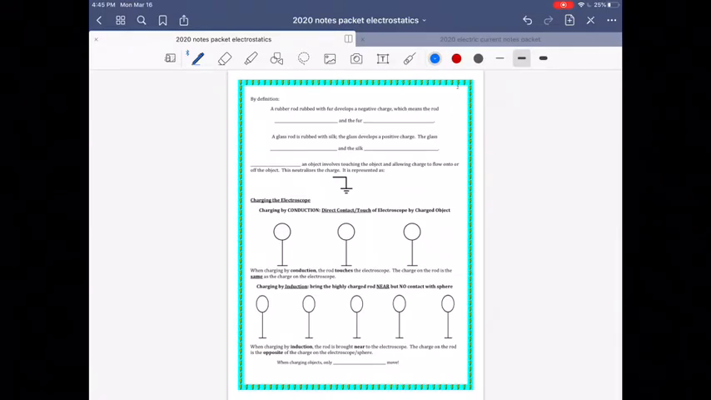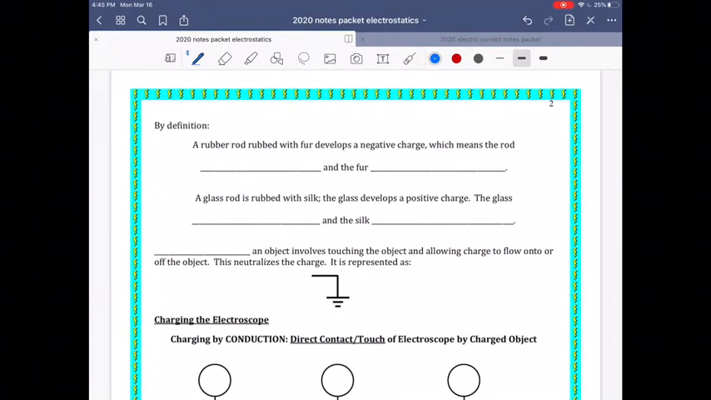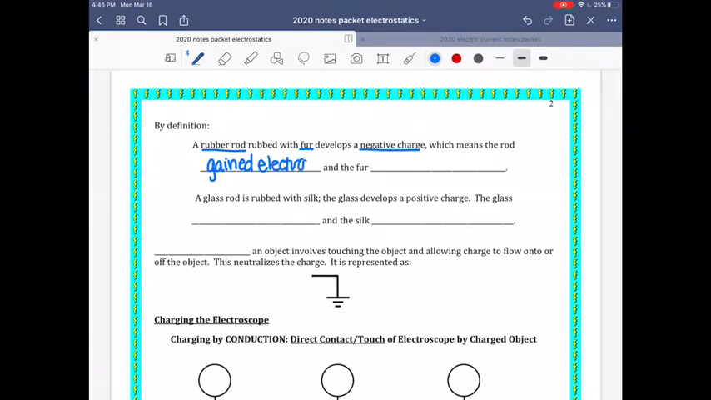All right, a couple definitions that we have to get down seem kind of strange, but if we were doing the lab in class, you would see what I was talking about. So if we have a rubber rod and we rub the rubber rod with fur, it develops a negative charge. Why is that? This means the rod gained electrons and the fur lost electrons.